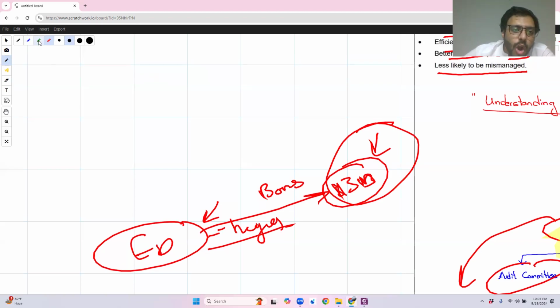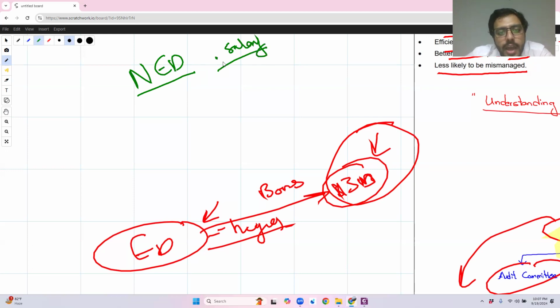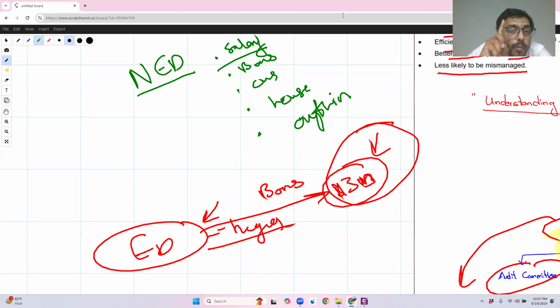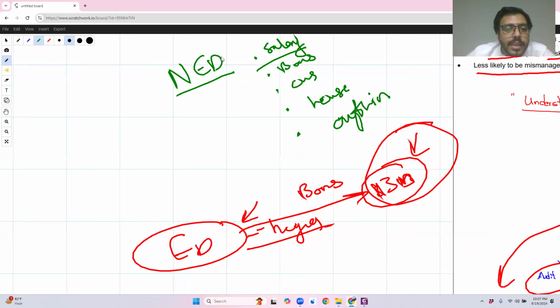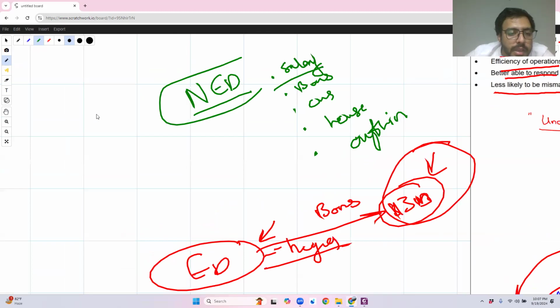You know, the non-executive directors are never paid any kind of salary. The non-executive directors are never paid any kind of bonuses. The non-executive directors are never given any cars. The non-executive directors are never given any houses by the company. They are not given anything. Nothing is given to the non-executive director. They are just given one thing. That's it. They are given an hourly fee.